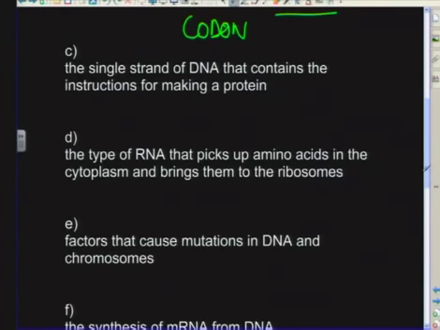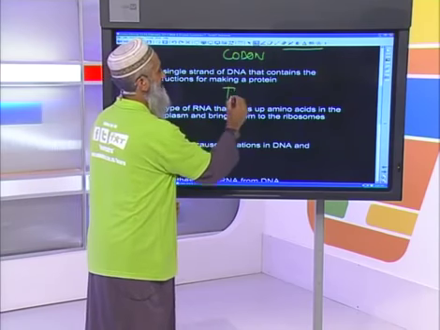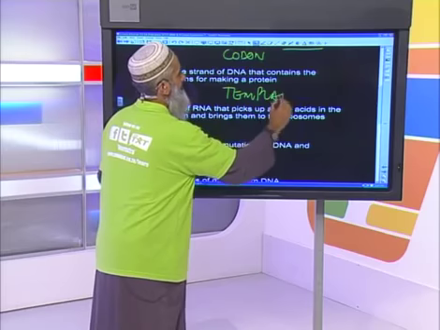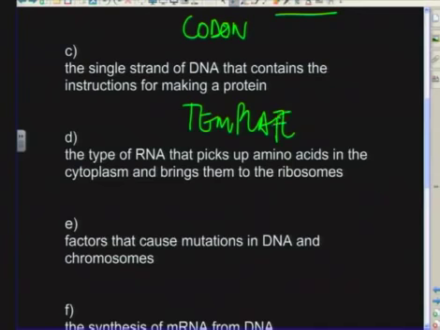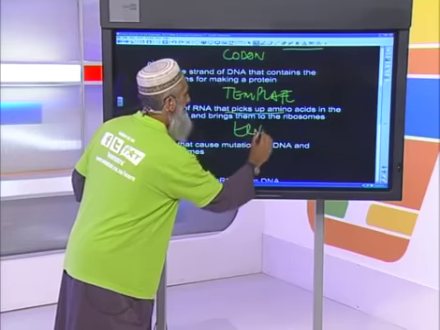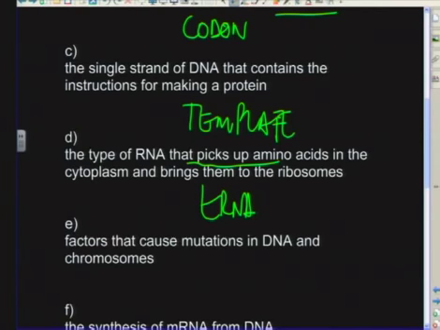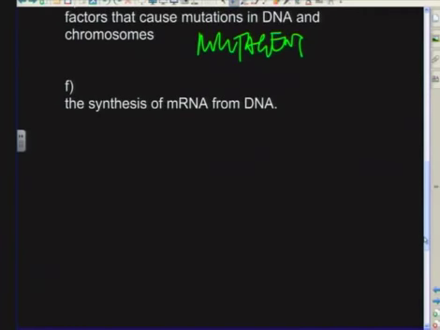The single strand of DNA that contains the instruction for making a protein, the one that shows the code, we call it the template. The template or the mold. The type of RNA that picks up amino acids in the cytoplasm and brings them, that's easy. The word picks up tells you something about what I told you earlier: the transfer RNA. And factors that cause mutations in DNA and chromosomes are called mutagens. The synthesis of mRNA from DNA, the formation of mRNA from DNA, this is known as transcription.